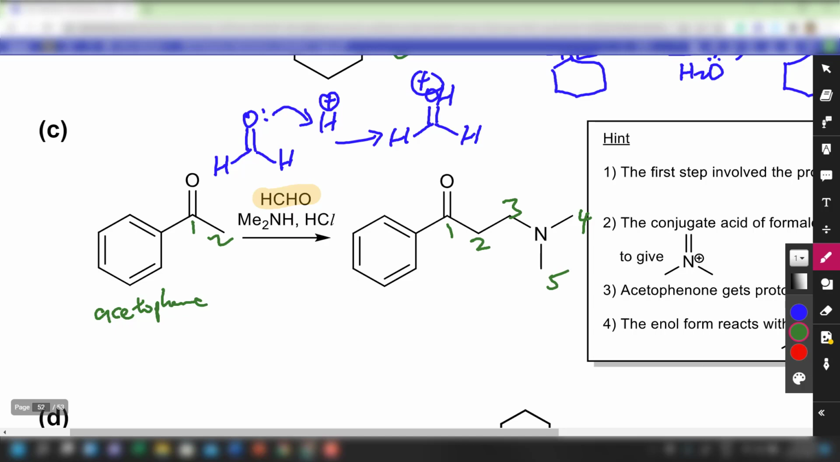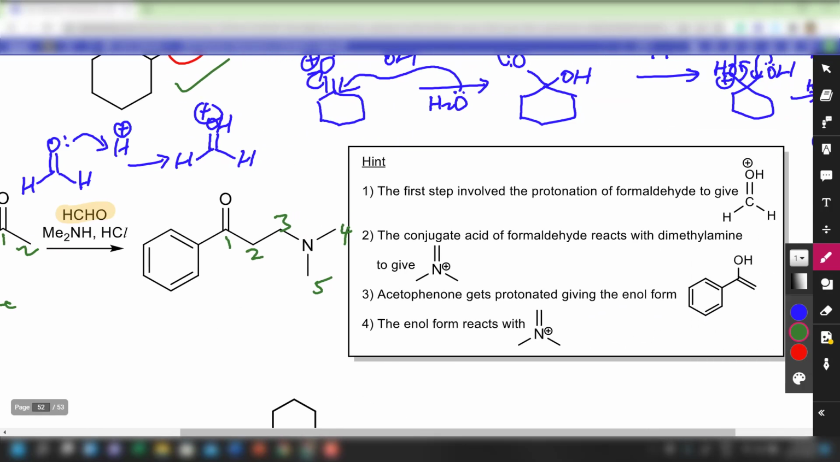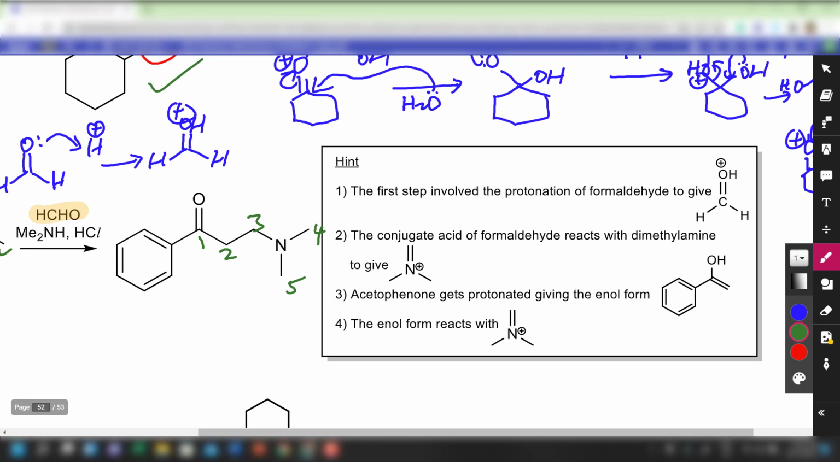What I'm going to propose here is we're going to take it slowly, because let us just use the hints to help us propose the mechanism. So the conjugate acid of formaldehyde reacts with dimethylamine to give this particular weird looking molecule.